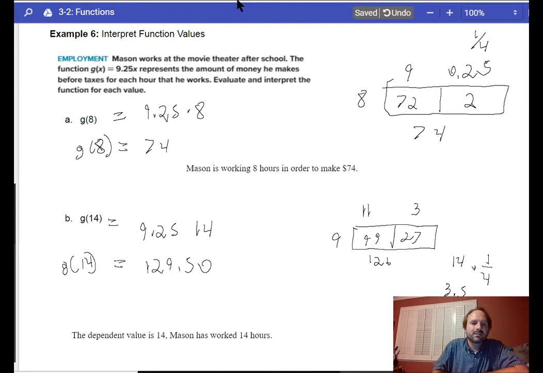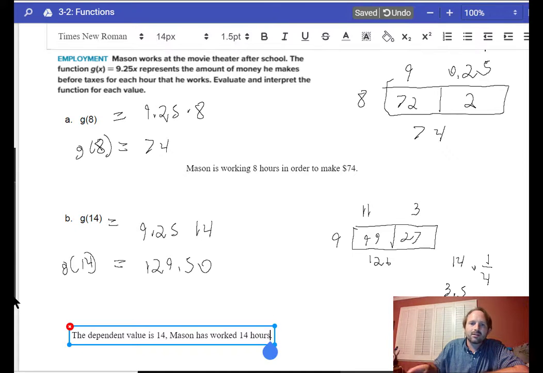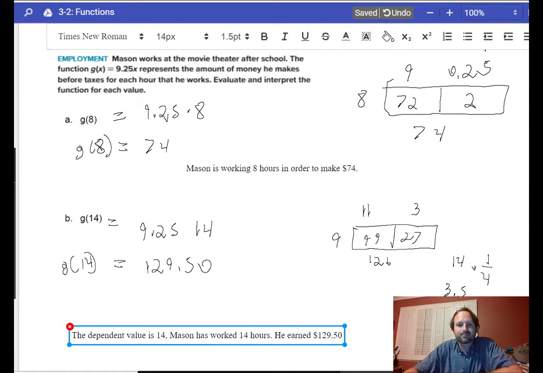What does this mean? Well, going back over here, I know he worked 14 hours. He earned $129.50 for working that much, I guess.